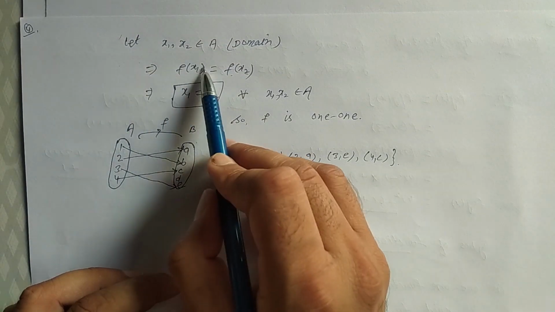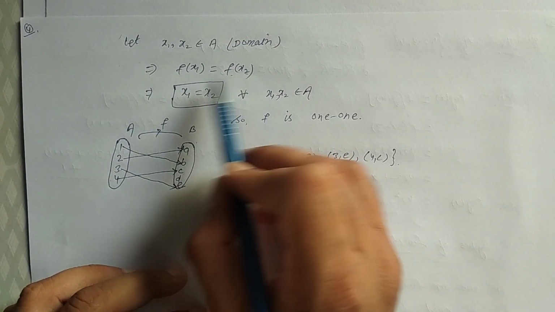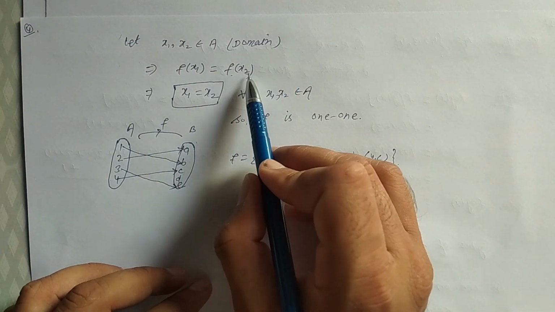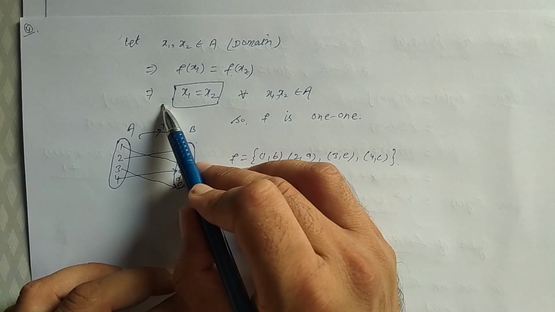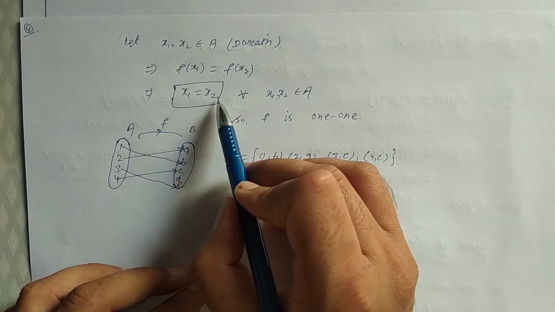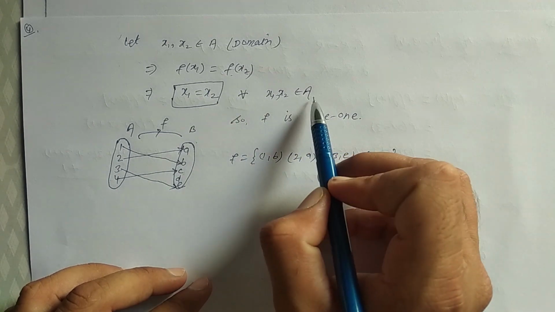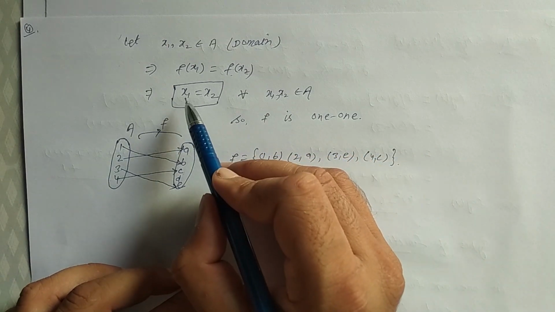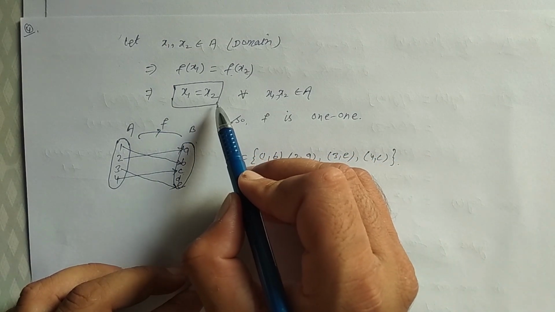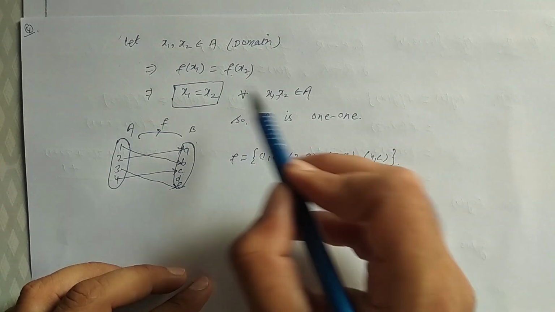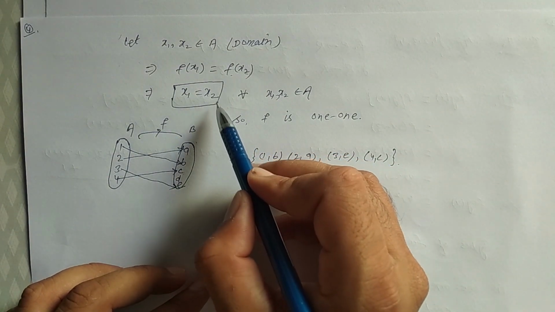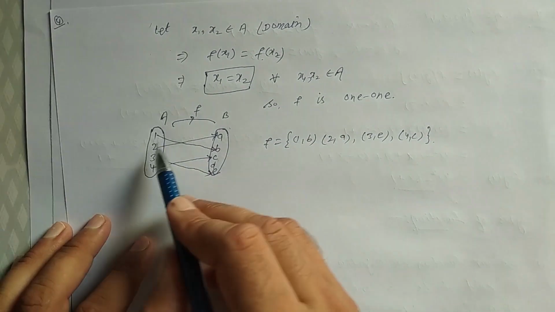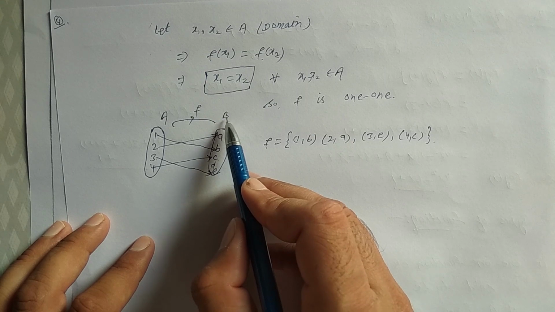Definition of one-one function: f(x1) = f(x2), the value of function f at point x1 equals the value of function f at point x2, implies x1 is equal to x2 for all x1, x2 belonging to A. So f is one-one because the elements are equal, x1 equals x2. Otherwise, if x1 is not equal to x2, then f is not one-one.